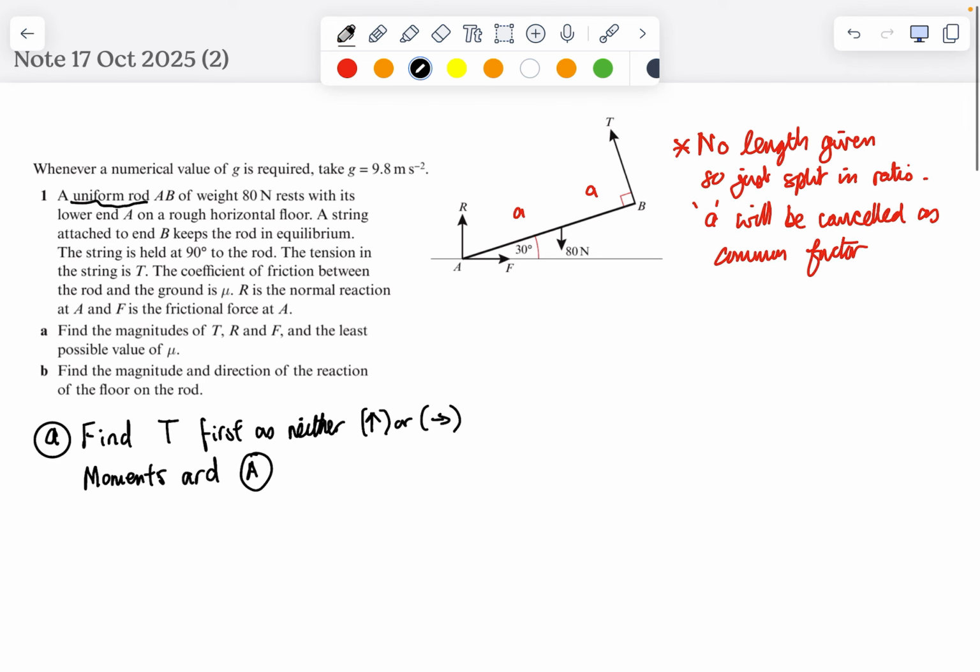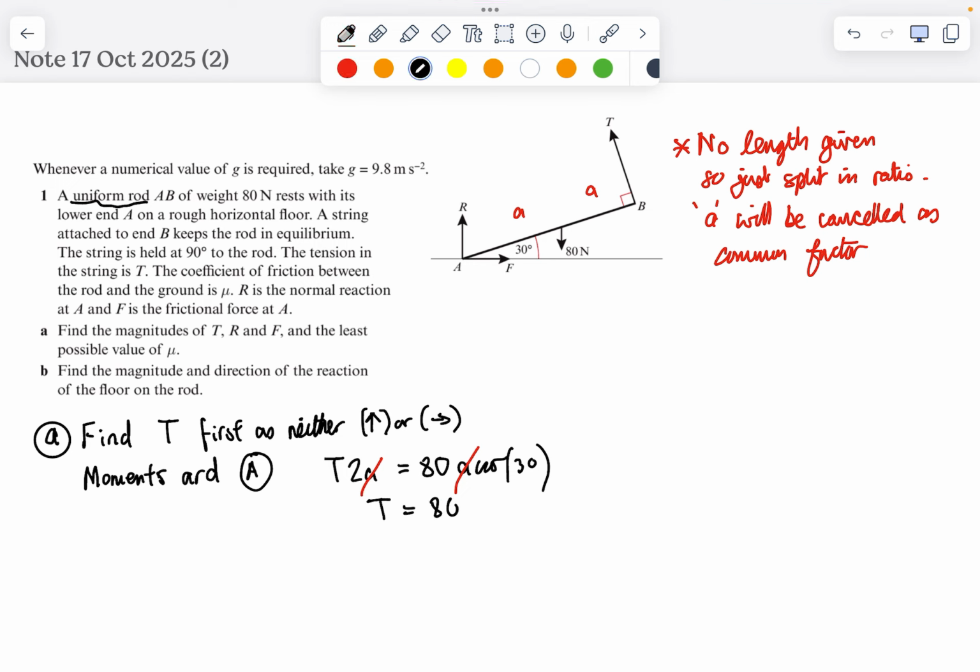Right, so first thing, I want to find T, because T is neither vertical or horizontal. So I'm going to take moments around A. If I take moments around A, then I've got T, which is 2A away from my pivot. And then I've got my 80 newtons, which is A times cos of 30 away from my pivot. Okay, so now, as we said before, I've got an equation with A's on both sides. I don't know what A is, but it's just a ratio, so I'll take A out, divide by the common factor. Right, so now I want to make T the subject.